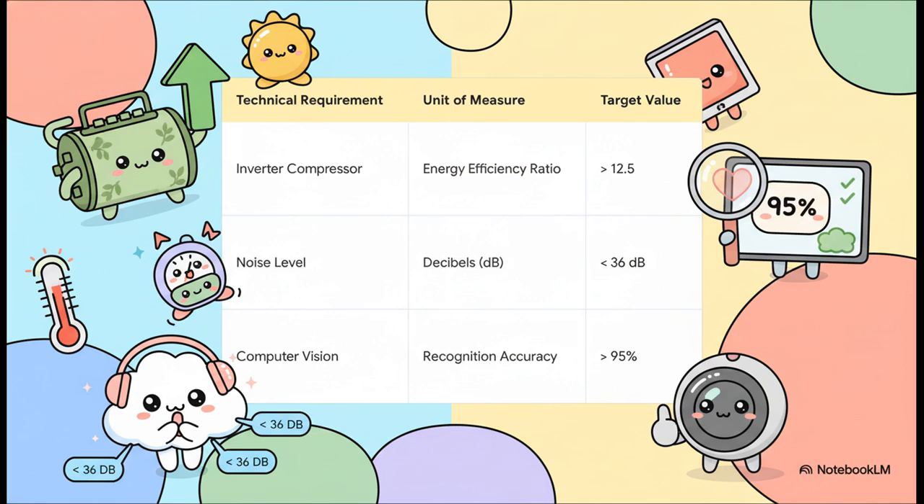And all of that work, the entire house we just built, it all boils down to this. We're done with vague goals. We now have concrete, measurable targets. We're not just aiming for efficient, we're aiming for an energy efficiency ratio greater than 12.5. We're not just hoping it's quiet, we need it to be under 36 decibels. Success is no longer a matter of opinion, it's defined right here.